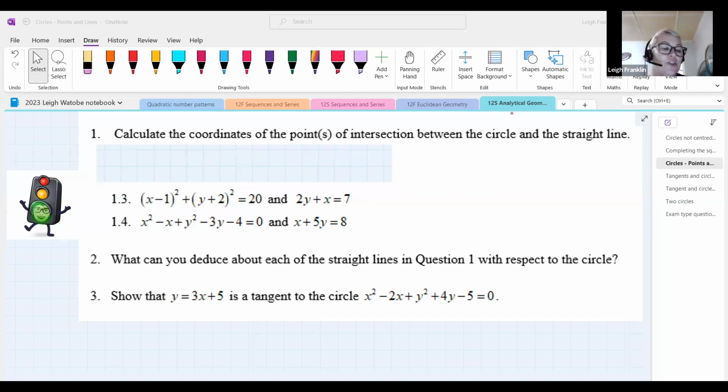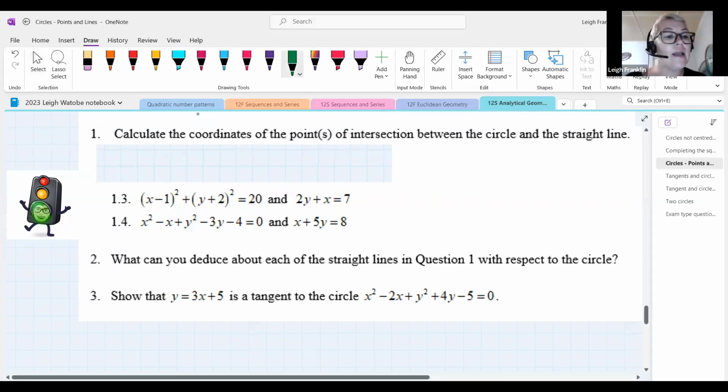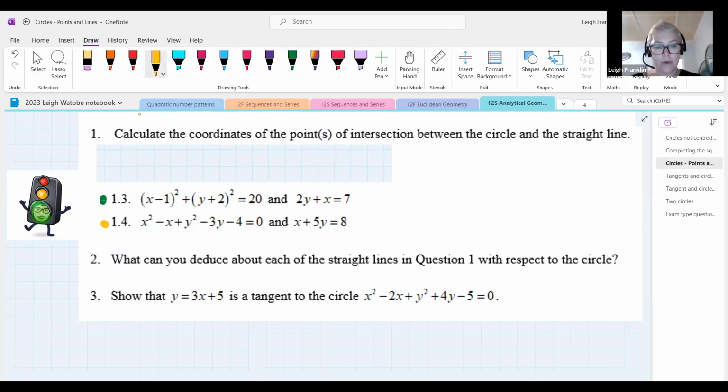So you guys have a choice here. Either you're going to do question 1.3 or you're going to do question 1.4. I have made these questions slightly more difficult than the question that I did the example of. Remember, you are subbing the linear equation into the circle. Question 1.3 would be the easier of the two, so that's going to get a green light. And question 1.4 would be the slightly more difficult one, so that's going to get an orange light.